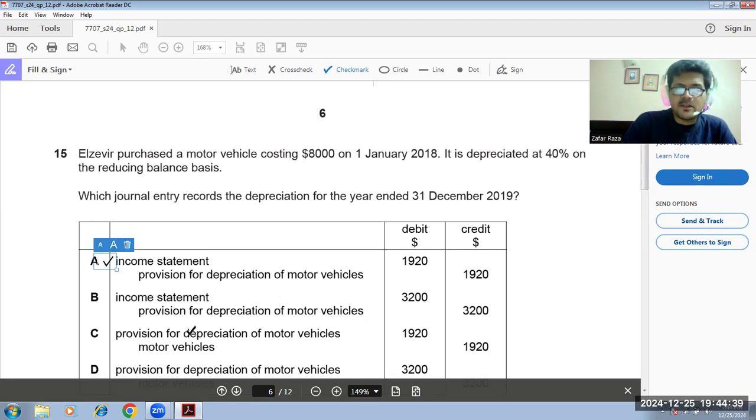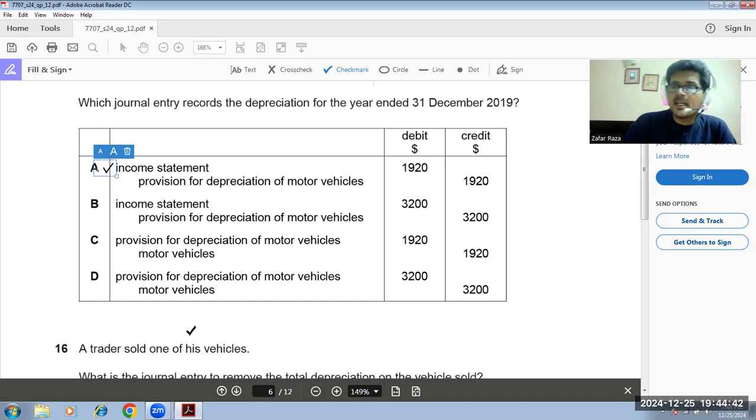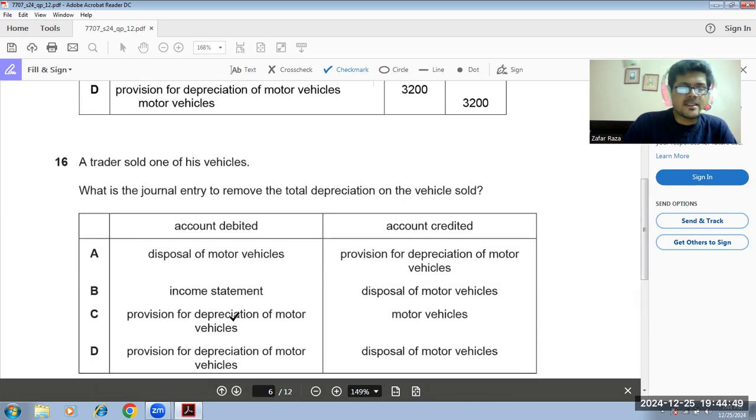We never debit provision for depreciation unless we sell the asset or we dispose the asset or we discard the asset. Now come to question 16. A trader sold one of his vehicles. What is the journal entry to remove the total depreciation on the vehicle sold? When we are selling, it means we have to debit provision for depreciation, and the account which is going to be credited is the disposal account. So that option should be the answer.